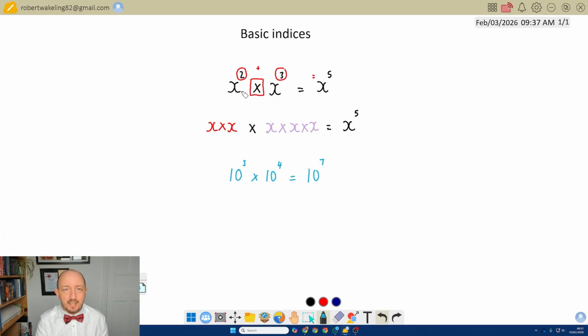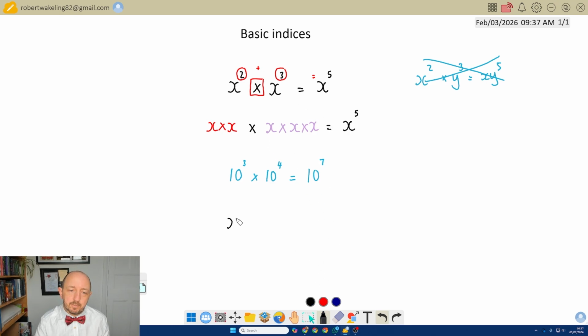If it's the same thing. We can't do x squared times y cubed equals xy to the 5 or something like that, because these are different letters and it can only work if it's the same letter. If that was a y, then we could do it. If these were both x's, then we could do this, but not in this case. Okay, so this is our first rule, adding the powers.